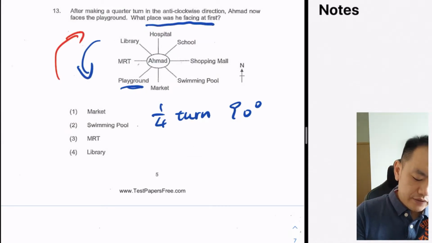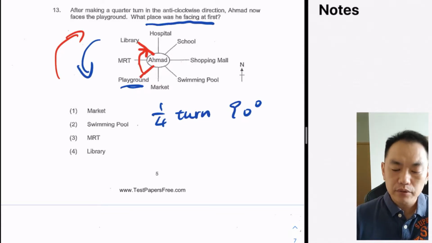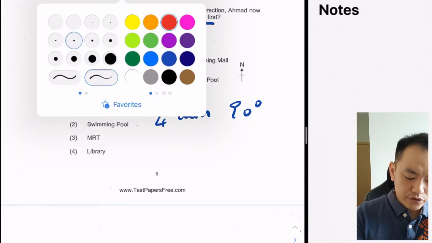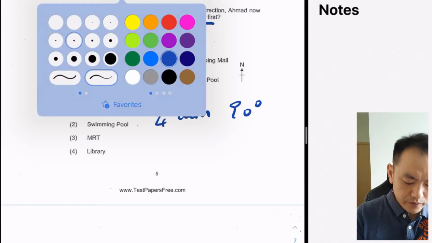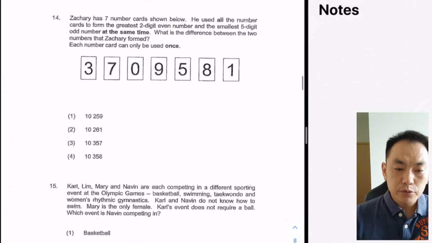So if he is starting from here, then if he needs to make a clockwise turn of 90 degrees, he will be facing the library. Okay. So the answer should be the library, which is 4. Okay. Let's move on to question 14.